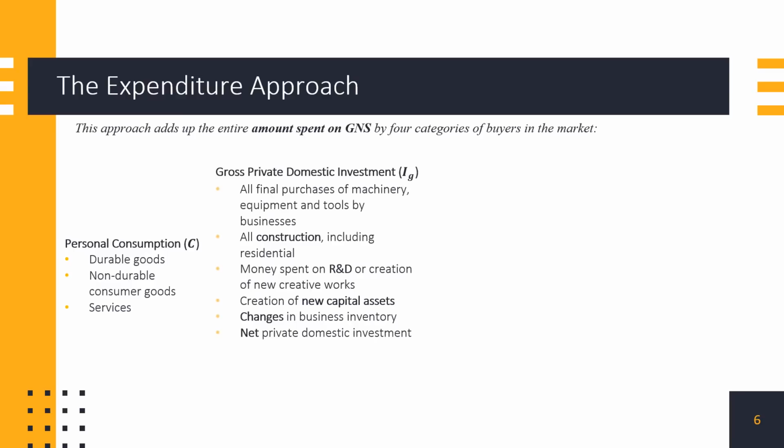Now, the second group of buyer is businesses. So the items included in the GDP for businesses is called gross private domestic investment, or denoted as IG. We can call it gross investment for short.